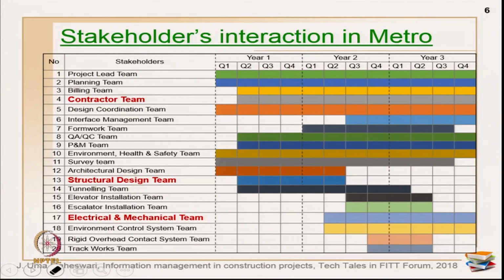In this particular example we have taken 20 teams, and within a span of 3 years there was close interaction between all the teams. Now, the 3 teams which I am going to take for today's class to explain the BDM representation will be the contractor team, structural design team, and electrical and mechanical team.